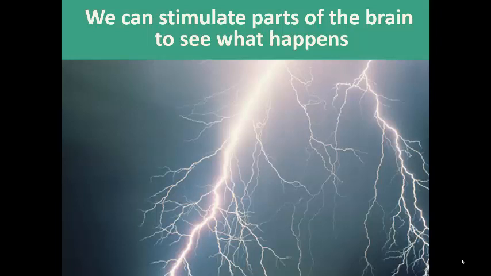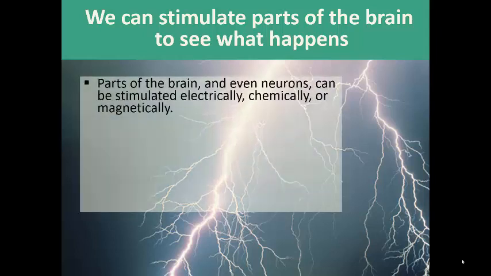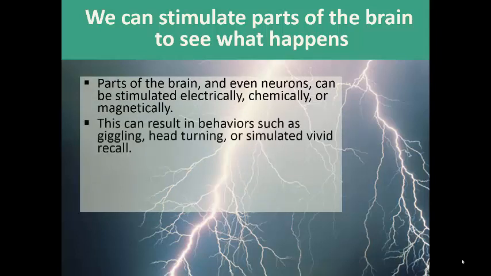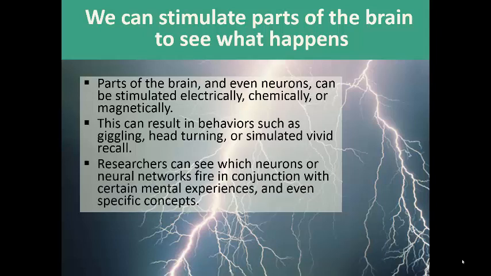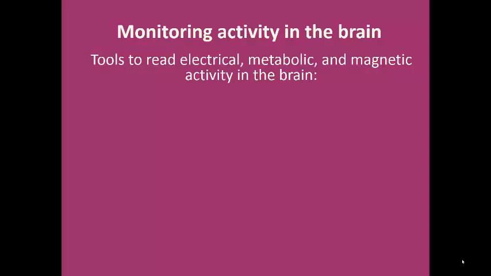We can also stimulate parts of the brain to see what happens. You've probably seen those commercials on TV where people have their brain exposed, and then somebody's stimulating their brain with electrodes and they become hungry or thirsty or whatever else. This can be stimulated electrically, chemically, or even magnetically. And this can result in behaviors like giggling, head turning, or stimulated vivid recall. This way researchers can see which neurons or neural networks fire in conjunction with certain mental experiences and even specific concepts.